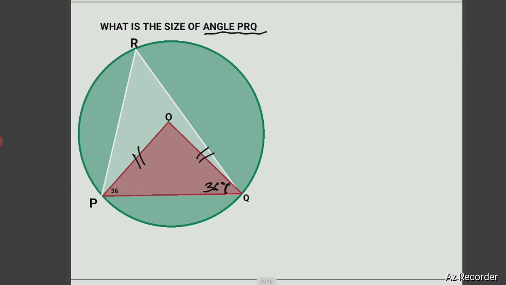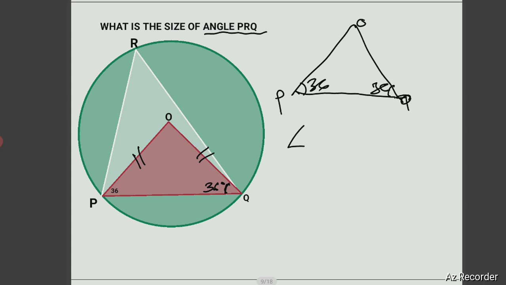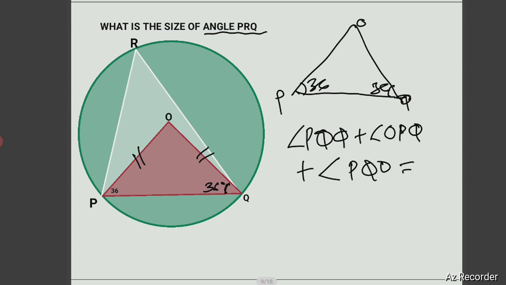So if this is 36 degrees, let's consider the angle. Let's draw the angle outside like this. So we have POQ. This is 36 degrees, this is also 36 degrees. Now there is another property of a triangle, that the sum of the angles in a triangle, angle POQ plus angle OPQ plus angle PQO, is equal to 180 degrees.